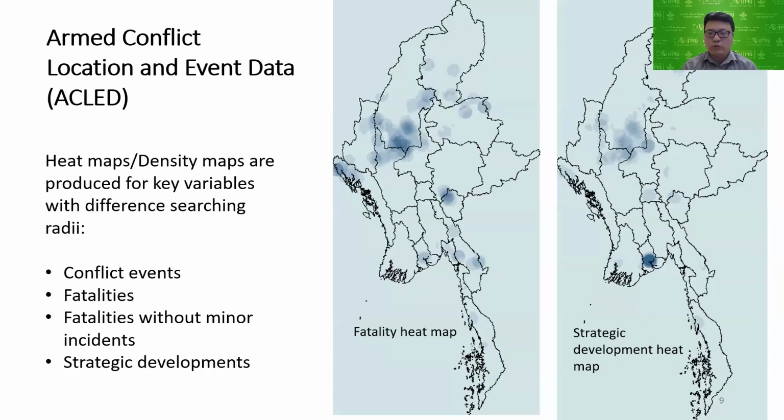In order to use it, we generate the conflict surface, so we developed this density map using GIS functions. So in each of the locations, we have a measurement of the density of the conflicts. And there are four variables we are interested in for this practice. One is the conflict events and fatalities, with minor incidents and strategic development conflicts.